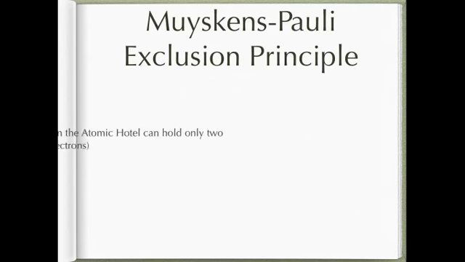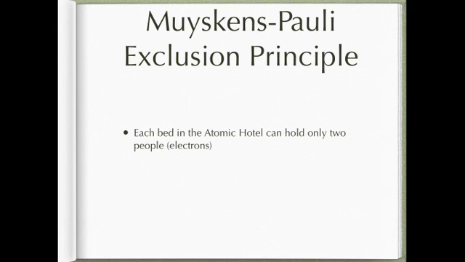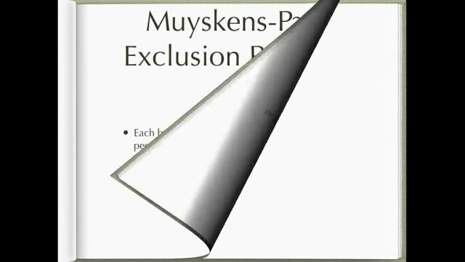Well, here's my rule for this. Each bed in the atomic hotel can only hold 2 people. So if we have one floor where the S room has 1 bed in it, it can hold 2 people. The P room has 3 beds in it. It can hold 6 people, or 6 electrons. And this is the weird part about the atomic hotel. If you sleep together, you have to sleep in opposite directions.